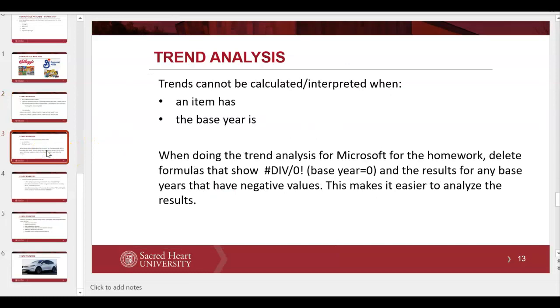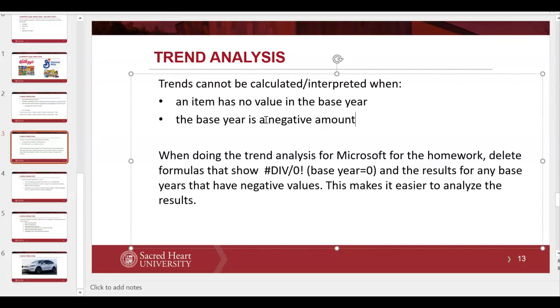Some items that we need to keep in mind is that trends cannot be calculated or interpreted when an item has no value in the base year, obviously. So if there were no operating lease assets 6 years ago, which is quite common because the accounting rules didn't require us to record an asset related to operating leases 6 years ago, but that has since changed, we can't calculate the trend analysis there. We also can't calculate or interpret it when the base year is a negative amount.